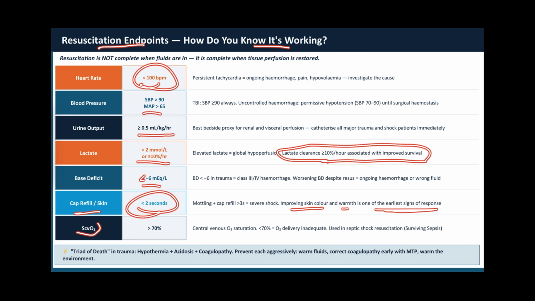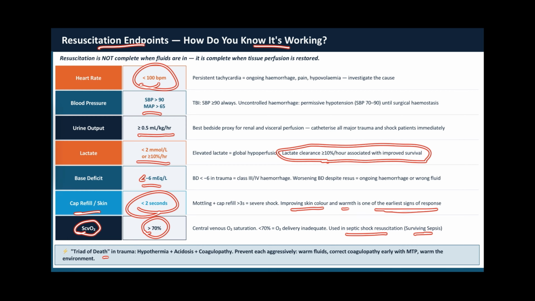There is something called ScvO2. We'll discuss it when we are discussing the oxygen cascade and oxygen delivery devices. For right now, what you need to remember is that if it is more than or equal to 70 or 75%, it means there is no increased oxygen demand at the tissue level. So this is used in septic shock resuscitation in the Surviving Sepsis guidelines.